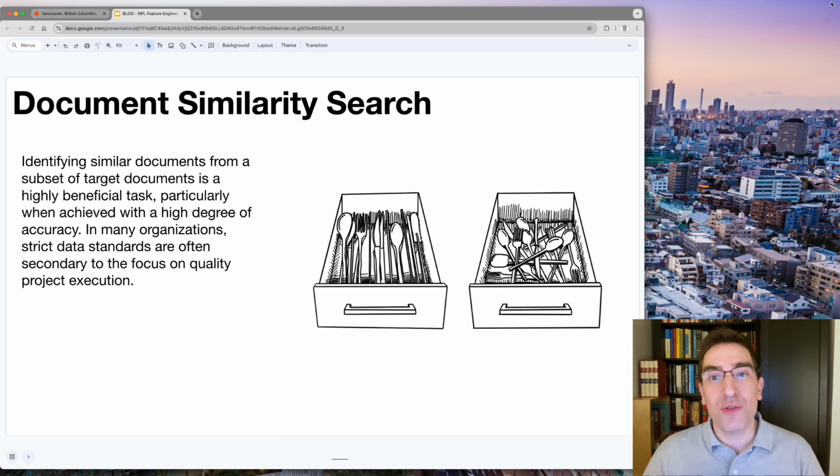The techniques behind that have to do with document similarity search, where you're embedding the text of these documents and then comparing them numerically in a latent space.